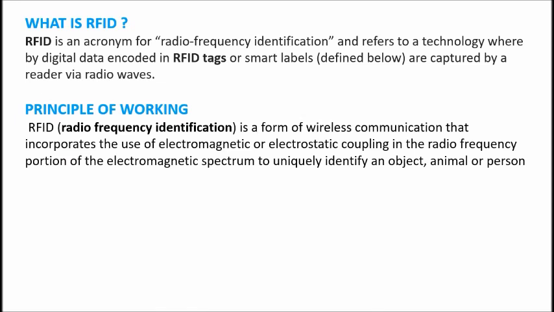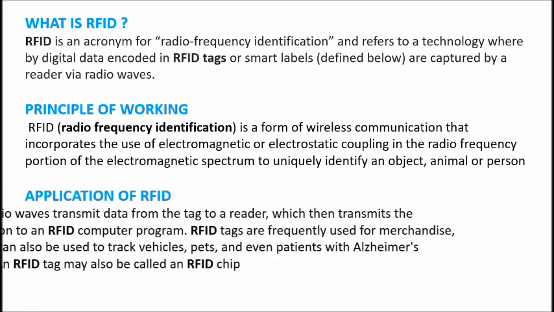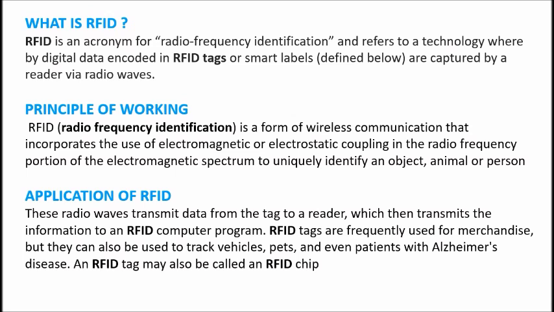RFID is a form of wireless communication that incorporates the use of electromagnetic or electrostatic coupling in the radio frequency portion of the electromagnetic spectrum to uniquely identify an object, animal, or a person. These radio waves transmit data from the tag to a reader, which then transmits the information to an RFID computer program. RFID tags are frequently used for merchandise, but they are also used to track vehicles, pets, and even patients. An RFID tag may also be called an RFID chip.